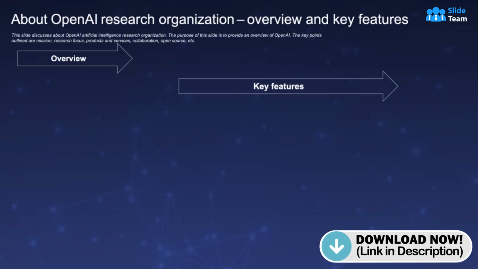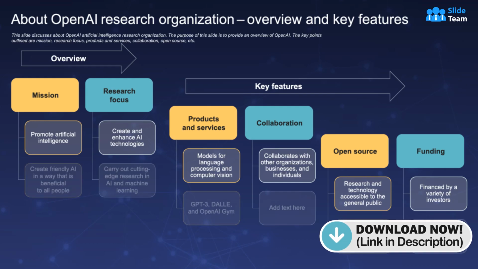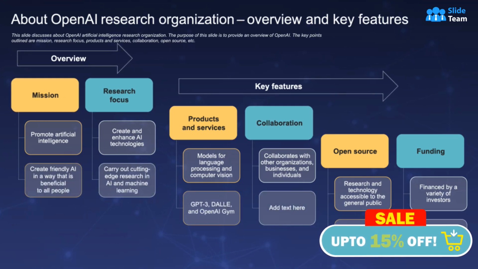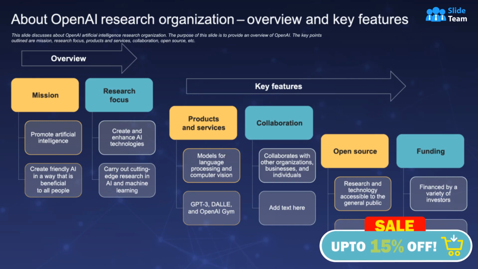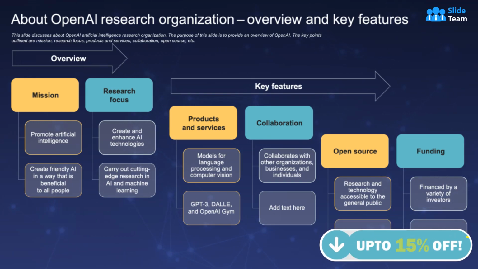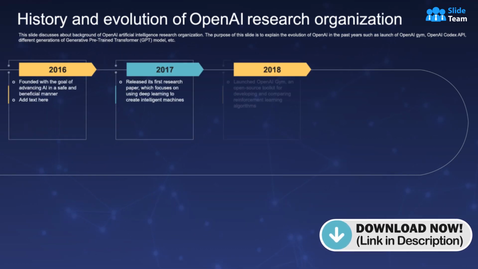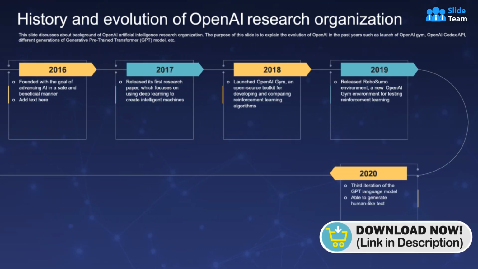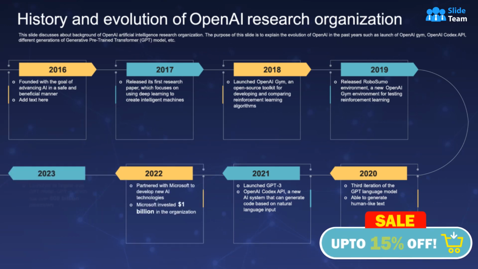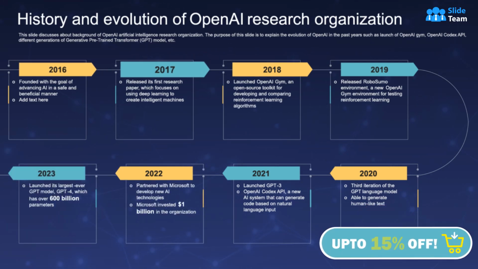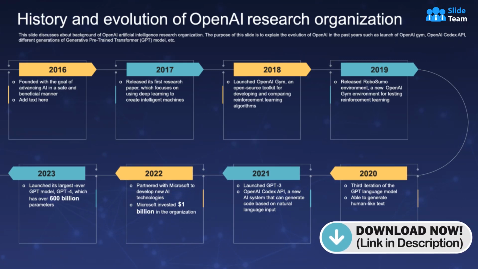Use this PPT slide to communicate the overview and key features, such as mission, research focus, collaboration, the role of open source, and other ideas that bring ChatGPT to life. To ensure everyone understands how we arrived at ChatGPT, use this slide to showcase the history and the evolution of OpenAI. The aim is to paint the big picture for your audience, from its founding in 2016 till 2023.